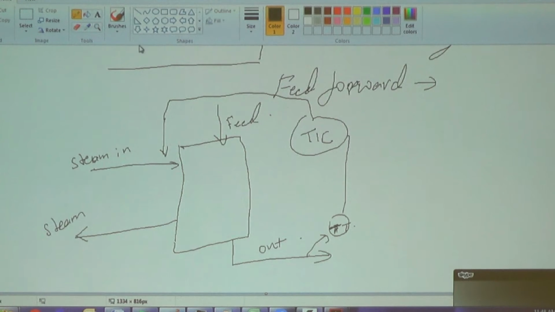However, now I am saying feed forward. Feed forward says no, I don't need this. Why should I wait for error to happen? I am not taking a corrective action. I will take a preemptive action. What is preemptive action? Instead of doing that, I check my feed in. I check my flow here. Flow of the feed. And as the flow increases, I increase my steam in.